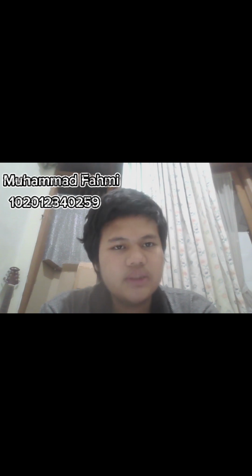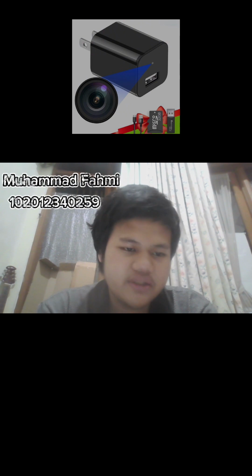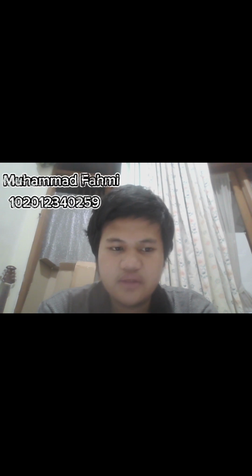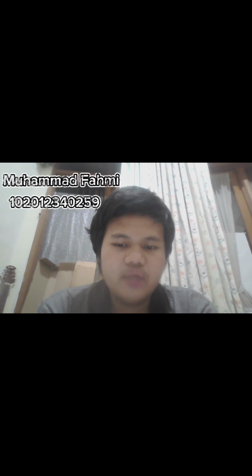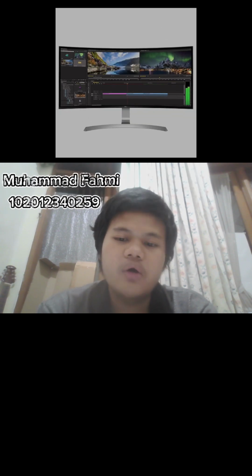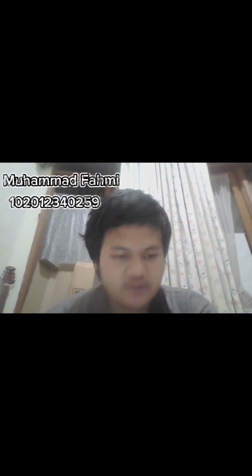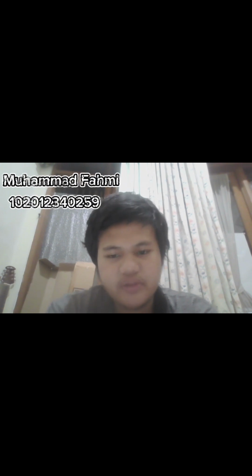So the components that we need to make this: one is a camera. This is to take an image, and from that image we will get the biometric data of the person, and then we need a computer to compare that biometric data to a database, and if there's a match, then that means that the person facing the camera is a student, so the attendance will be marked.